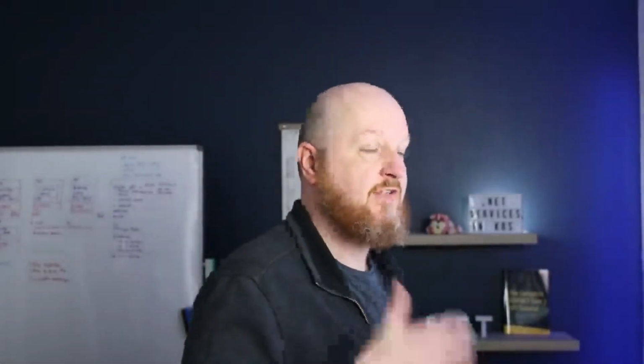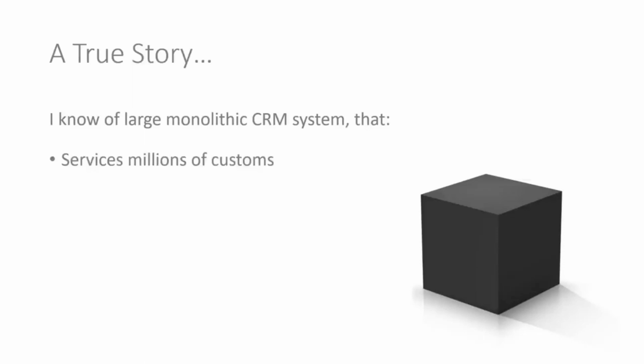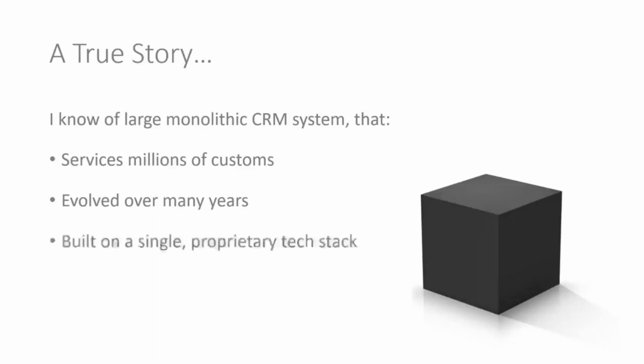But one thing is definitely, for sure, if you work in a large organization, there's a very, very strong chance that you have a system like this in your organization. So this is an example of something that I have come across on my travels. A large monolithic CRM system that services millions of customers. So it's a really, really super important system. Evolved over many years. So again, it's not something that's been stood up within the last 6 months. It's been around for many, many years in an organization that itself is many, many years old.